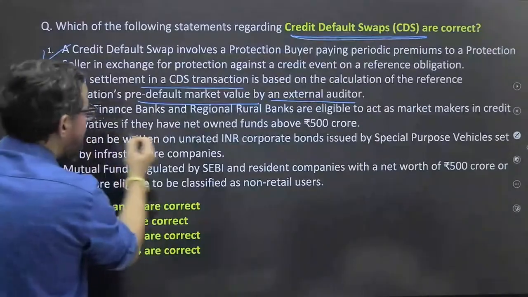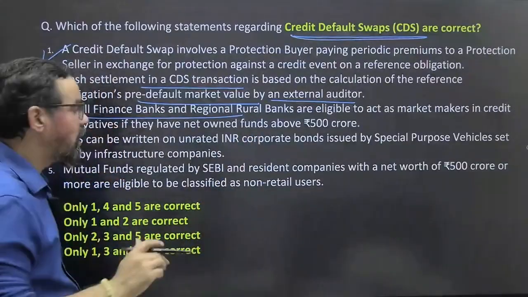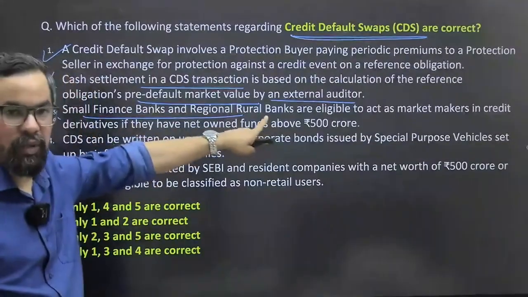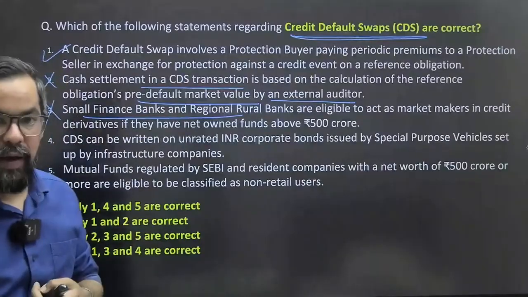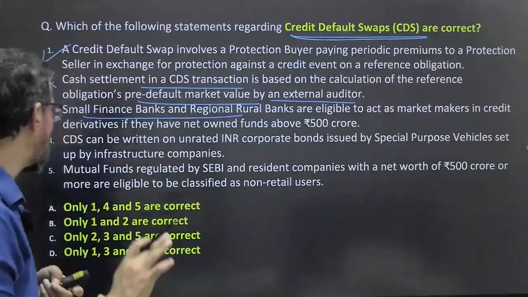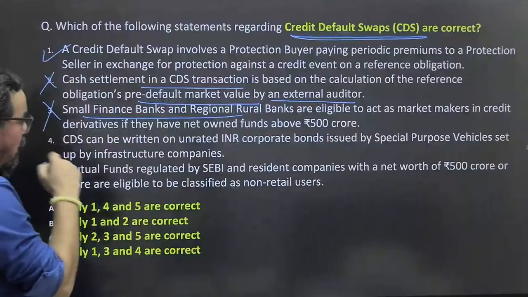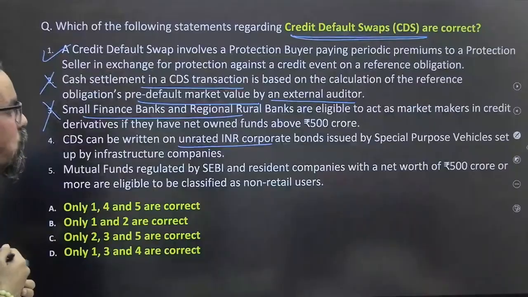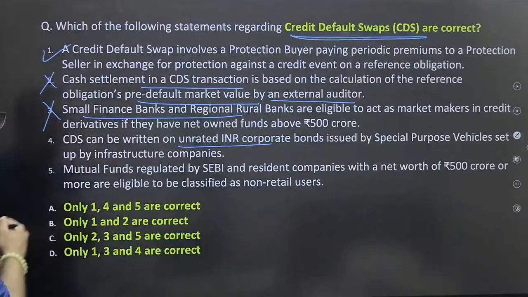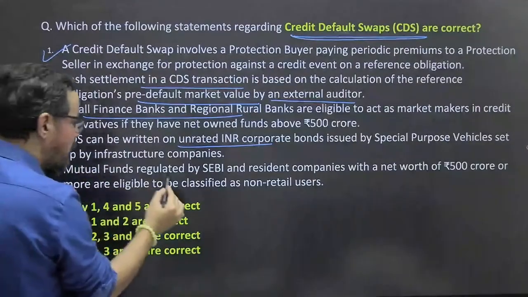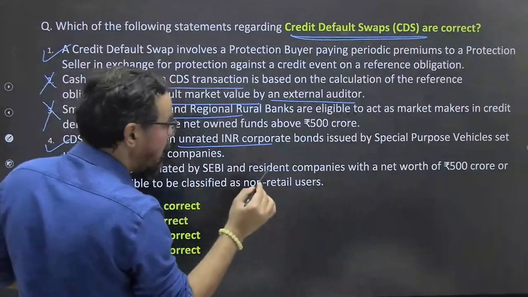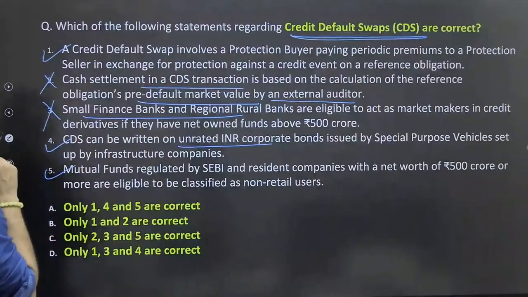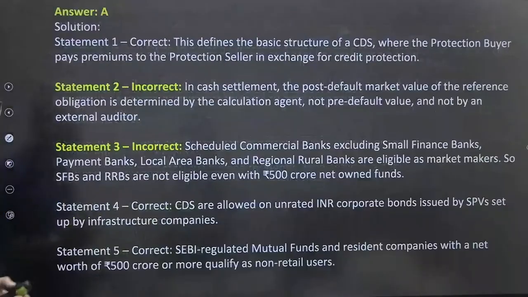Again, small finance banks and regional rural banks are not part. They cannot issue credit default swap offers. Only commercial banks excluding these two. Again, RRBs and small finance banks are not eligible to issue the credit default swap. Credit default swap can be written on unrated INR corporate bonds issued by special purpose vehicles set up by infrastructure companies. Mutual funds regulated by SEBI, and resident companies with a net worth of 500 crores and more are eligible for this. So 145 means option A should be the right answer for this one.